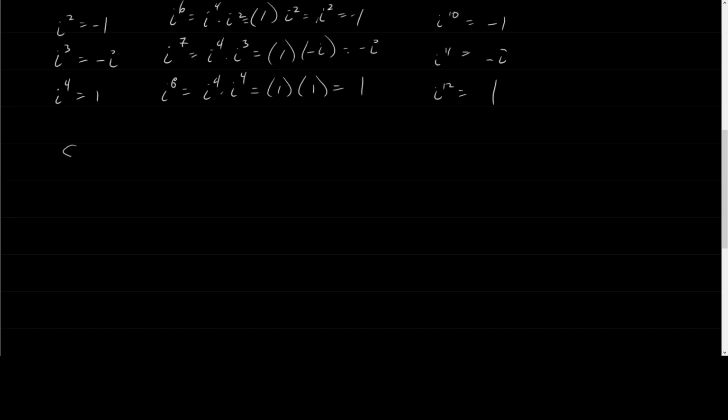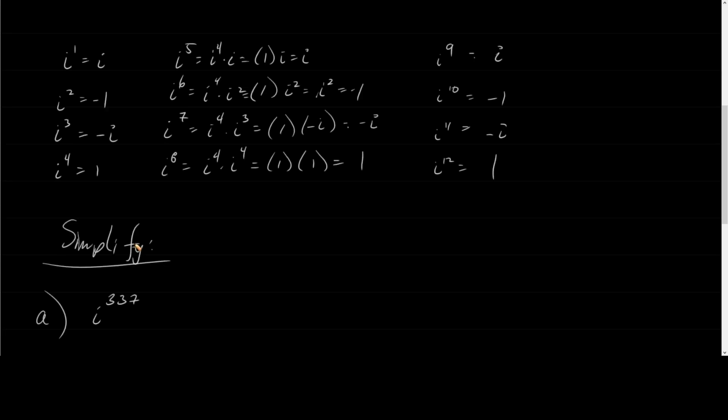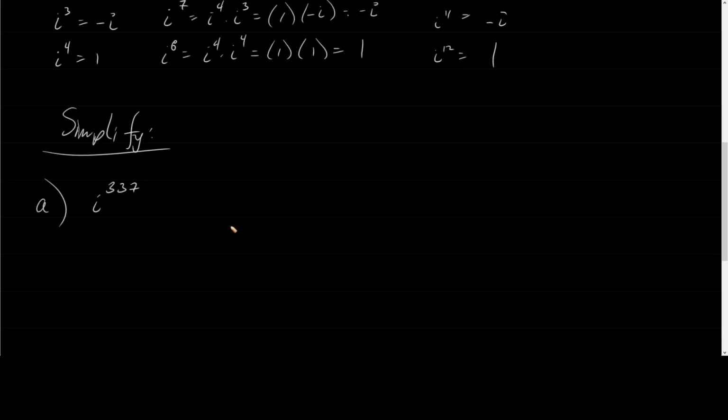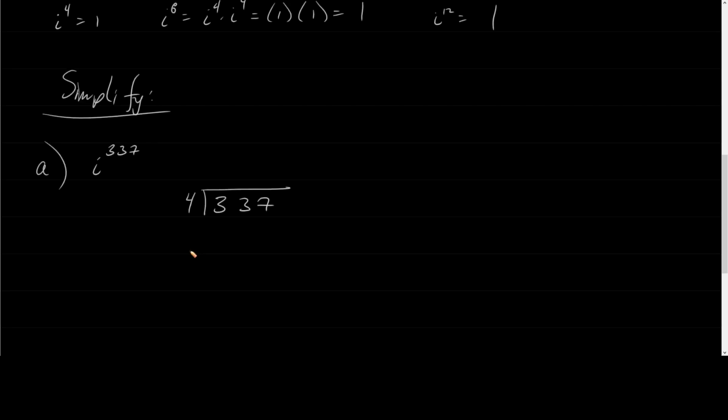So let's see what I mean. I'm going to say simplify the following. Example A. Let's say that I had something like i to the 337. All right, and we want to figure out what that is. Well, what was the pattern up here? It was after every 4. So what we're going to do here is take our number, 337, and divide that by 4. How many times does 4 go into 337? Well, how many times does 4 go into 33? 8 times. Subtract. How many times does 4 go into 17? 4 times. Subtract. What we care about here is our remainder.